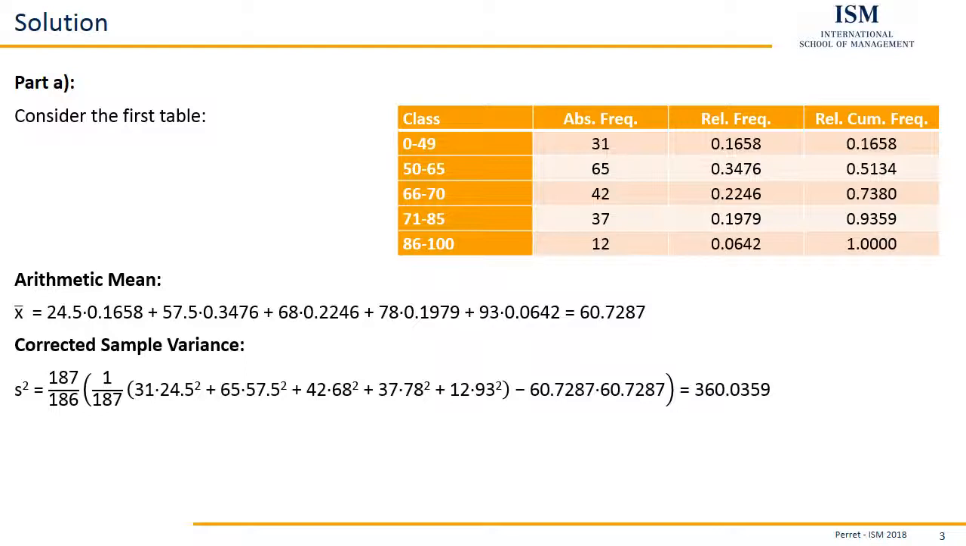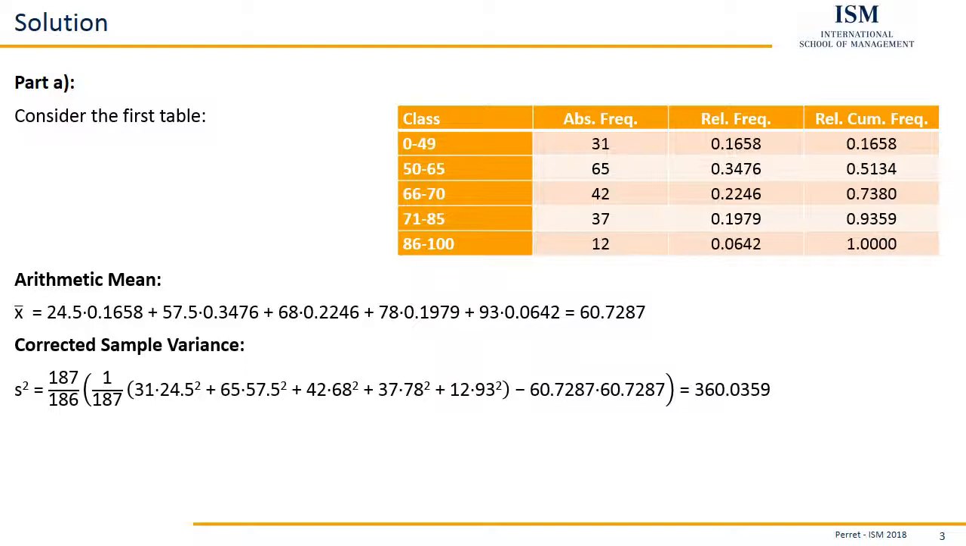This might look relatively strange. What did we actually do here? We did the same as with non-classified data. We take our class means, we square them, multiply them with the absolute frequencies. For example, for the first class, the absolute frequency is 31. The class mean for the first class is 24.5. So here we have 31 times 24.5 to the power of 2. We do this for all the 5 classes.